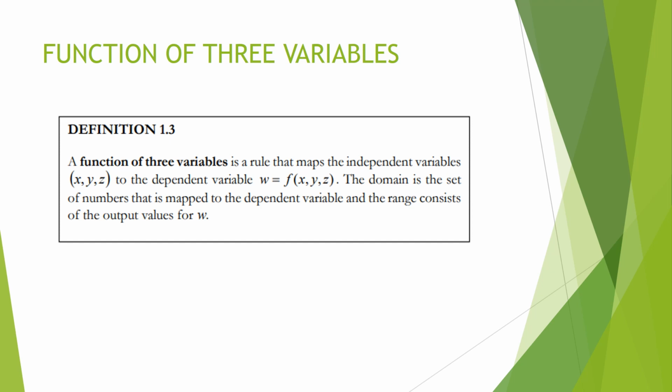Next, we proceed with function of three variables. The definition of a function of three variables is: we map the independent variables x, y, and z to the dependent variable w, which equals f of x, y, and z. The domain is the set of numbers x, y, and z which are mapped to the dependent variable w, and the range consists of the output values for w.